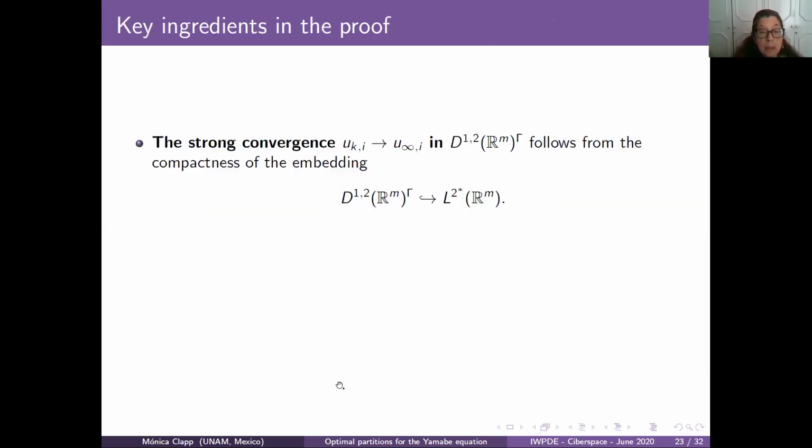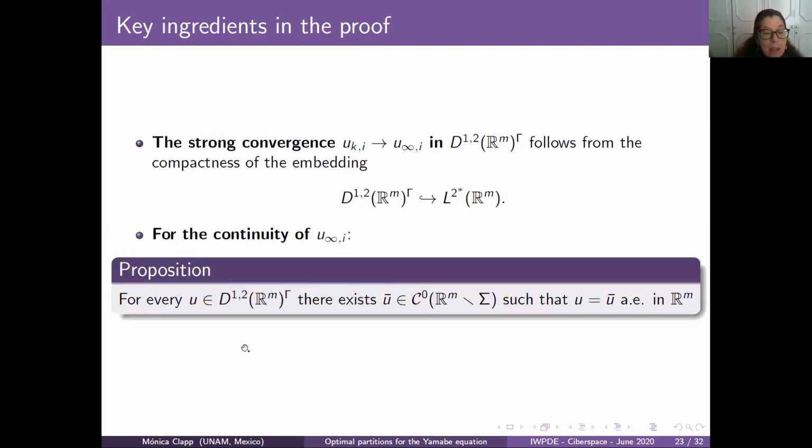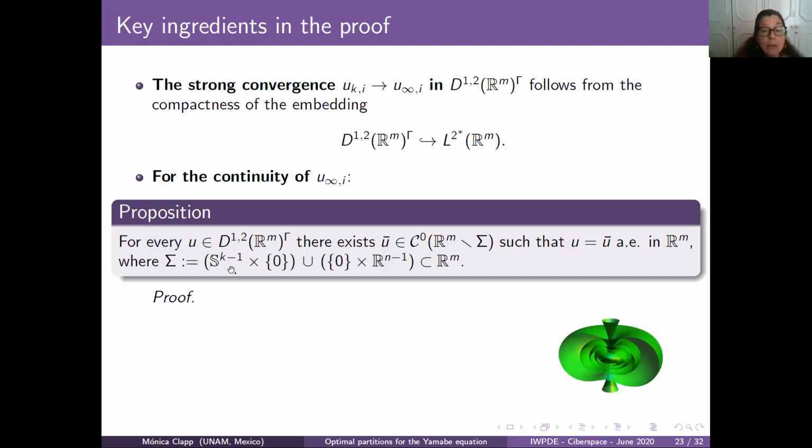So the strong convergence is easy because since we have the symmetries, the embedding of the space of gamma invariant functions in L2 star is compact. And so this allows us to prove the strong convergence of the components of the solution. Now, the other part is, why are these U infinity i's continuous? Well, the reason is actually very simple in this case, because if you take any function which is gamma invariant in the Sobolev space, this function is continuous almost everywhere. It is continuous except at the singular orbits, which in this picture are the circle here and the z-axis. And why is this true?